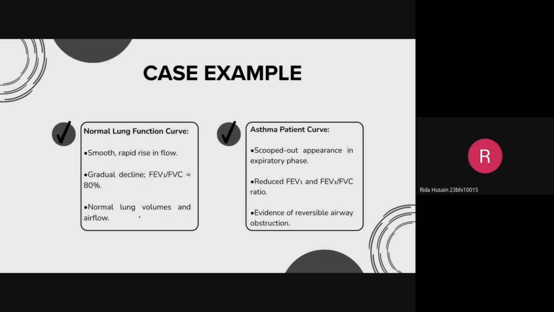Now for case examples. First is the normal lung function curve, that is smooth, rapid in flow, and with a gradual decline. The diagnostic index, that is FEV1 and FVC, is around 80%. The normal lung volumes and airflow. Next is an asthma patient: a scooped out appearance in the expiratory phase, reduced forced expiratory volume and diagnostic index ratio, evidence of reversible airways obstruction.